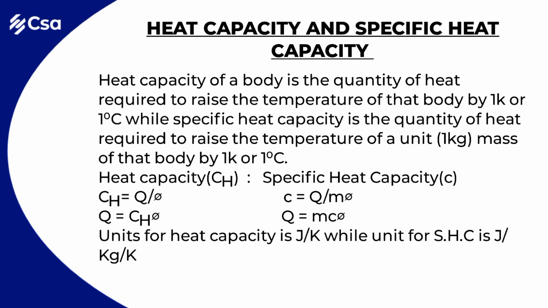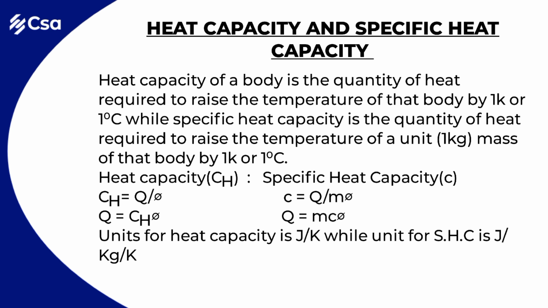Now, CH is equal to Q over theta. That Q is quantity of heat, and theta is the rise in temperature, or you can say change in temperature or increase in temperature. And your quantity of heat there is equal to the heat capacity times theta. That's your CH. Now, for specific heat capacity, small c is equal to Q over m theta, and you can say Q is equal to mc theta. Now, if we look at the difference, in heat capacity, you notice that in the formula there is no mass, but in specific heat capacity there is mass in the formula. The unit for heat capacity is joule per Kelvin, and the unit for specific heat capacity is joule per kilogram per Kelvin. Please put this on your head.